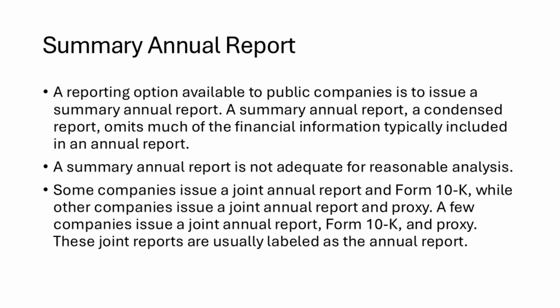A reporting option available to public companies is to issue a summary annual report. A summary annual report, a condensed report, omits much of the financial information typically included in an annual report. A typical full annual report has more financial pages than non-financial pages. A summary annual report generally has more non-financial pages.